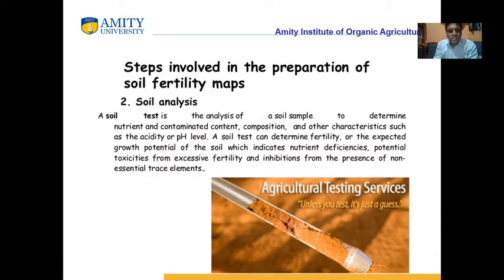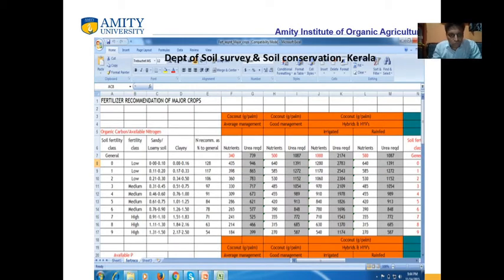The second step is soil analysis or soil testing. Soil are tested in the laboratory for the ultimate goal of soil fertility mapping. Now you can see low, medium and high levels are predicted. This is based on the value obtained after analysis. So after soil testing, values are interpreted on a table, and low, medium and high grading is given for the fertility class.